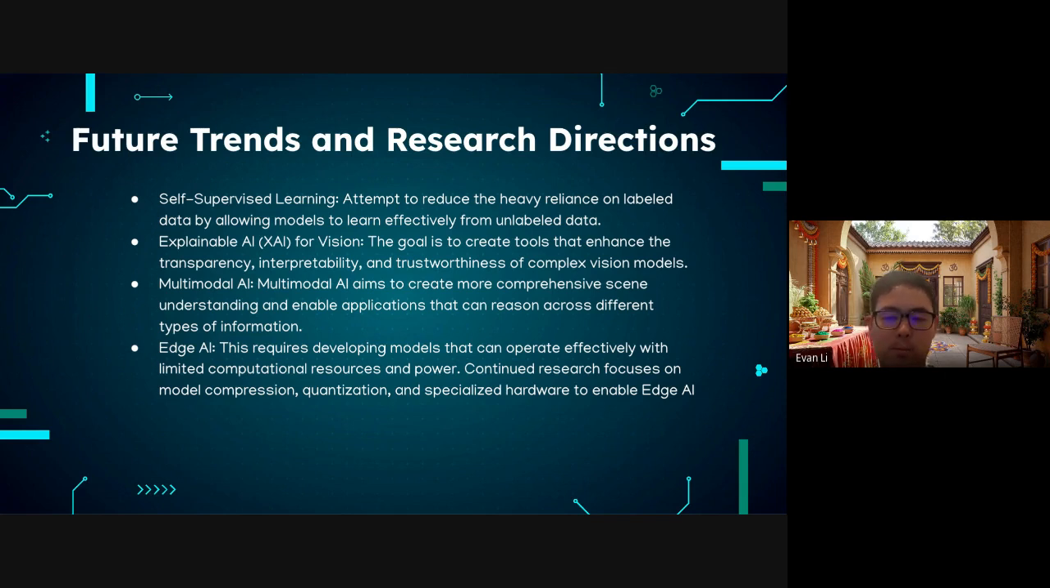Continued advancements in model intelligence directly at the point of data capture, and continued advancements in model robustness, generalization, and adaptability will also be crucial for ensuring that computer vision systems perform reliably and effectively in diverse and challenging real-world scenarios.